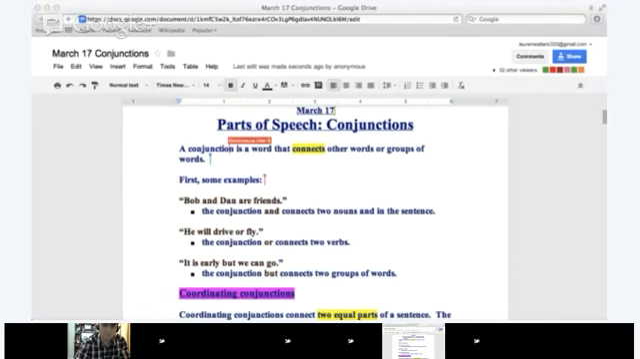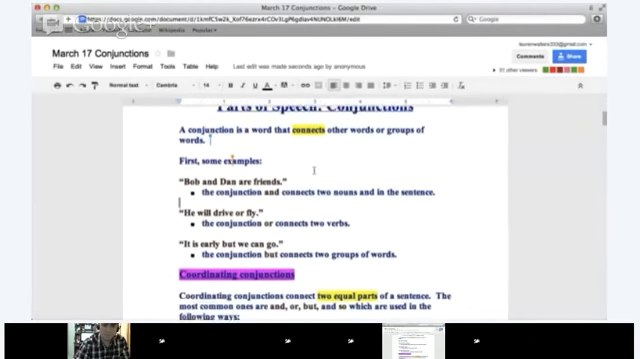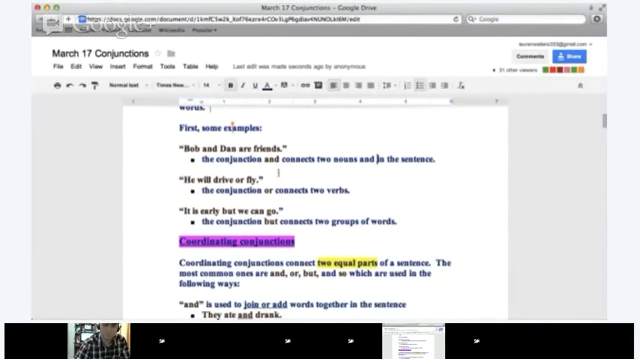A conjunction is a word that connects other words, group of words. First, some examples. Bob and Jane are friends. The conjunction and connects two nouns in the sentence. He will drive or fly. The conjunction and connects two nouns in the sentence.